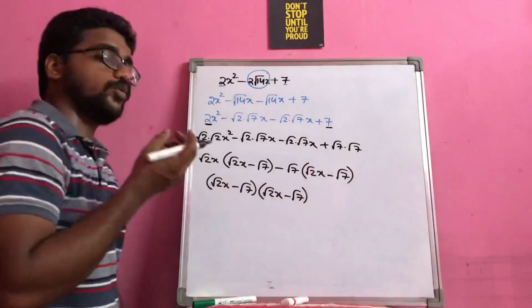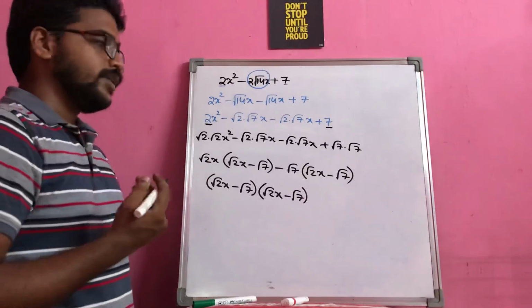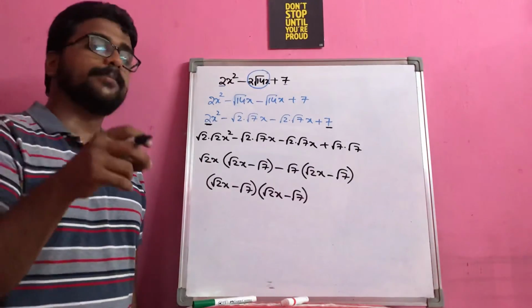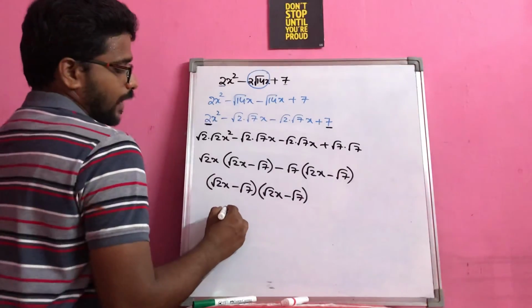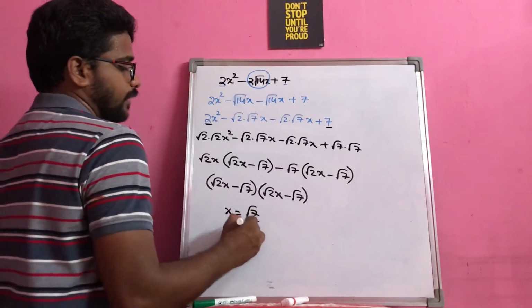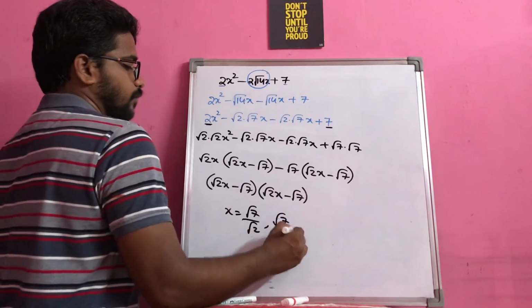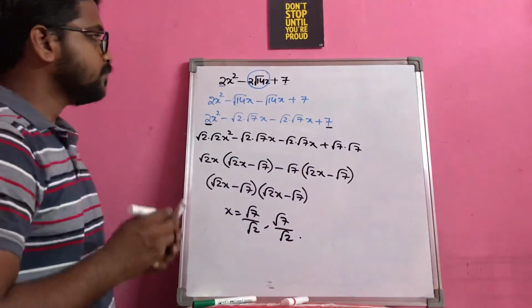So that is nothing but root 2x minus root 7 whole square. So that means at the same point, 2 zeros are lying. So as I have to find out the zeros, I will get x is equal to root 7 by root 2, root 7 by root 2.